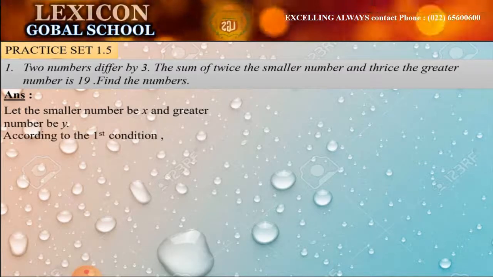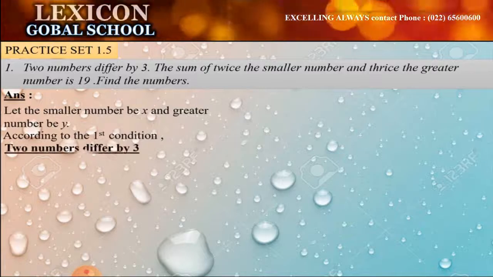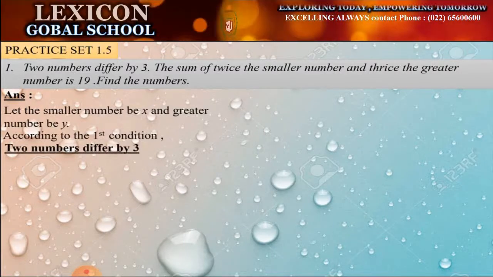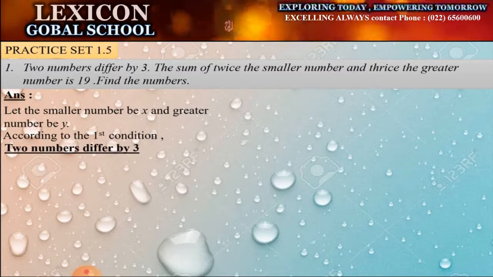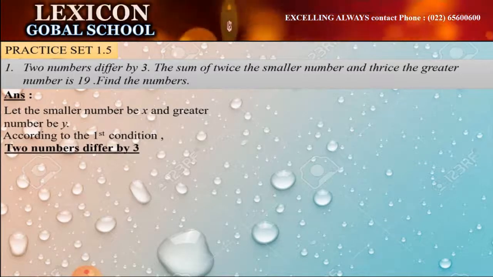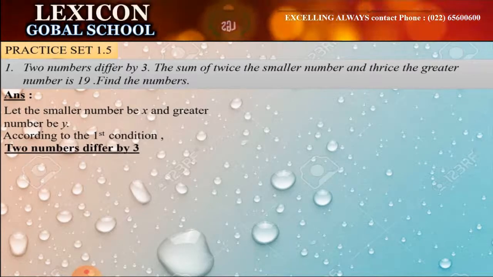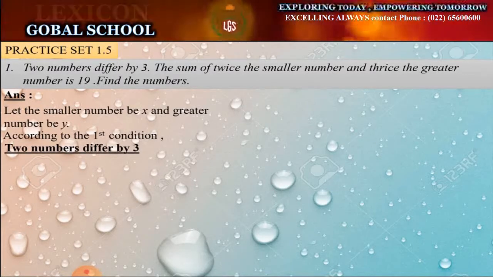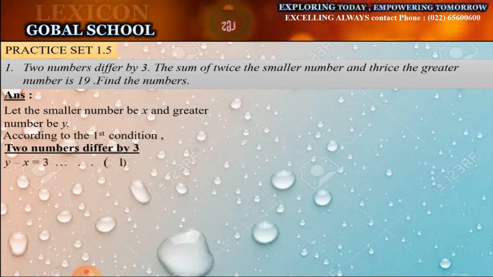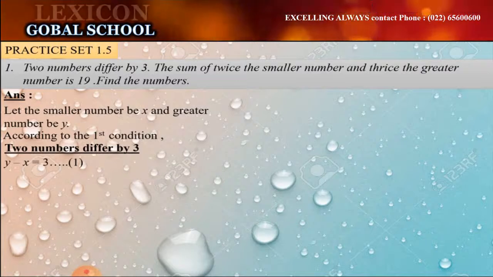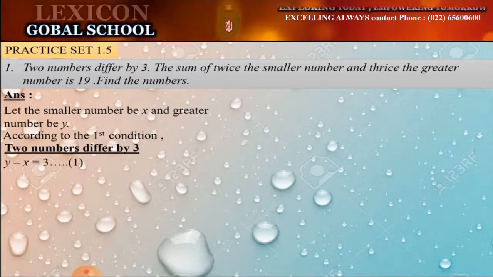According to the first condition, that means the first statement: two numbers differ by 3. When you talk about two numbers, that means greater number and smaller number. When you talk about differ, it means subtraction, right? Difference between them. Therefore, when you subtract the smaller number from the greater number, that means y minus x, we get 3. Therefore, that is our first equation.